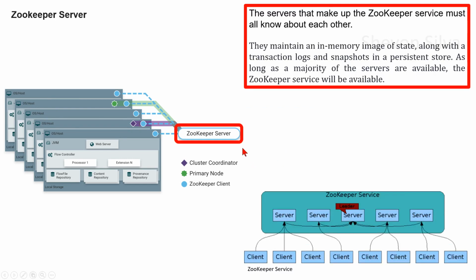Now we are focusing on the Zookeeper server. The servers that make up the Zookeeper service must all know about each other. They maintain an in-memory image of state along with the transaction logs and snapshots in the persistent store. As long as the majority of the servers are available, the Zookeeper service will be available. You can see the Zookeeper service here. I have already explained this Zookeeper service under Zookeeper client.